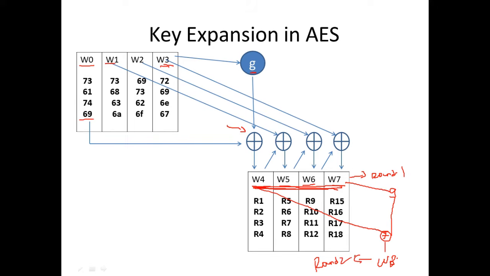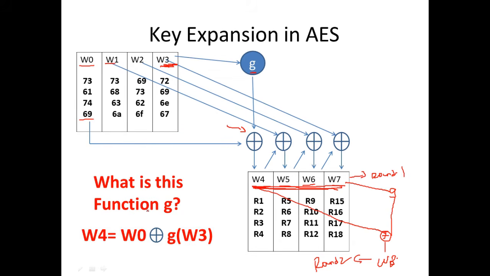But then the question here is, what is this function G? What does G mean? So what is the input that G takes here? G takes W3. So we can also represent W4 like this, right? W4 is equal to W0, that is XORed with the output of the function G. That's what is given here. W4 is equal to W0, word 0, XORed with the output of the function G, which takes W3 as the input.